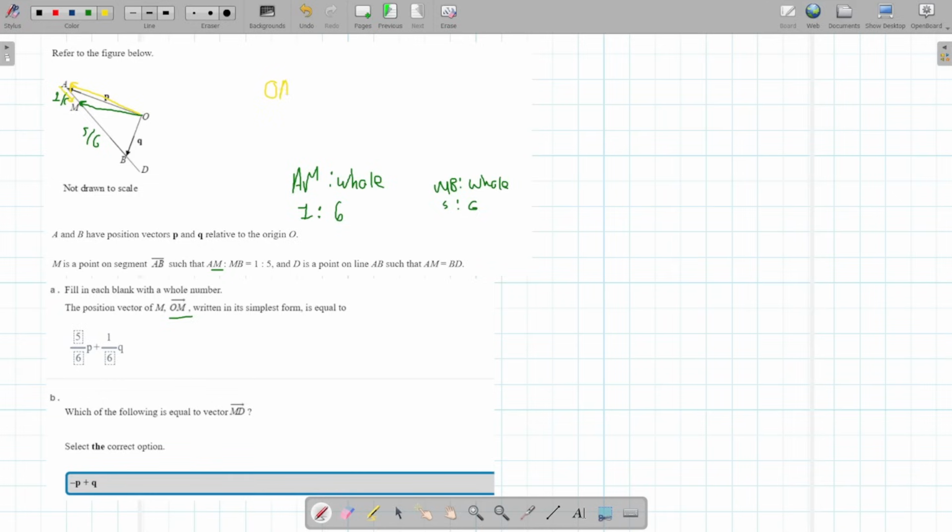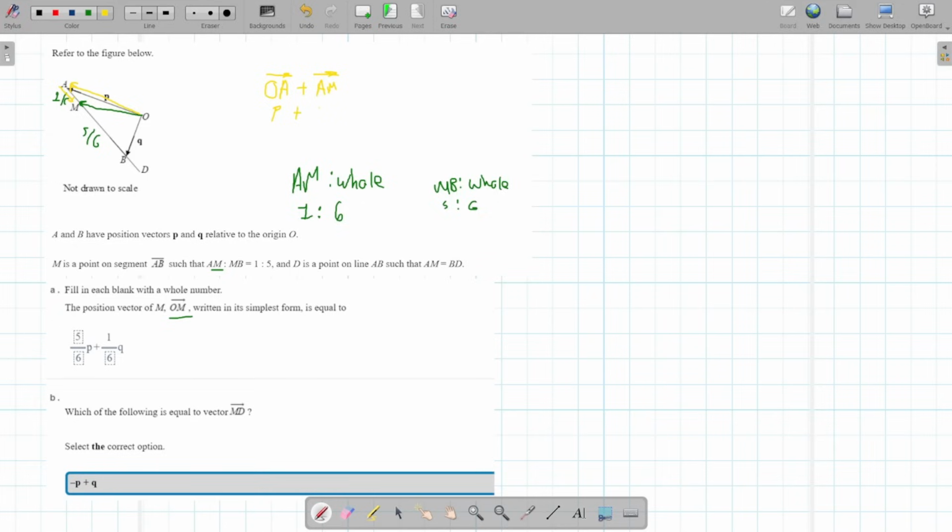O to A is obvious. It's equal to OA plus AM. Please use the vector symbol if you have a written exam, because I'm sure they're going to tell you to draw vectors, and I think that's on 5.2. But for now, let's stay on 5.1. OA is obvious, it's P.